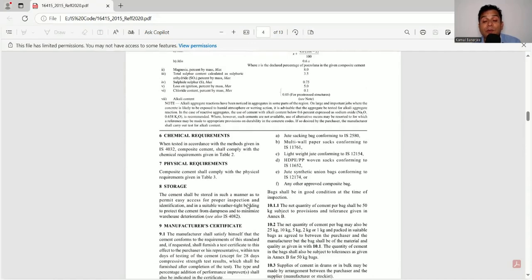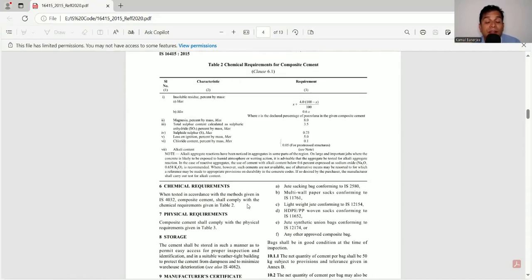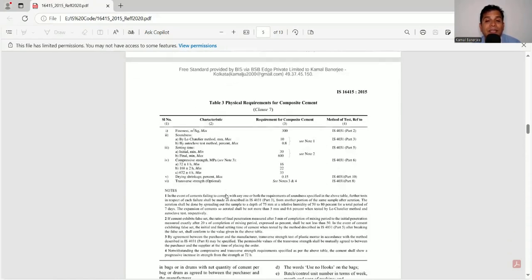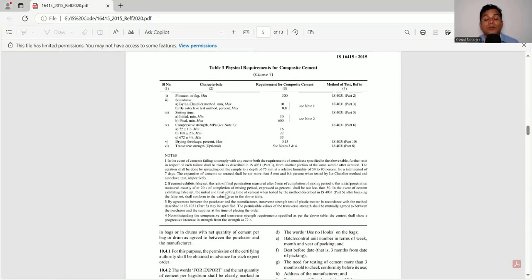Now, what are the physical requirements? Whenever we are making concrete or cement, there are physical properties and chemical properties. These are the chemical properties in Table 2 of the same code, IS 16415:2015. The physical properties are in Table 3. Let's see Table 3. So in Table 3 it is giving the mechanical or physical properties.